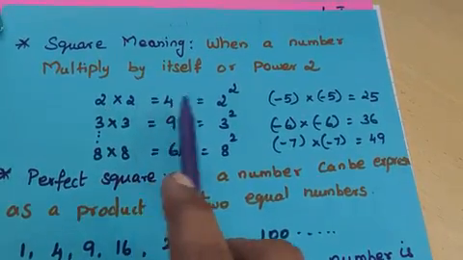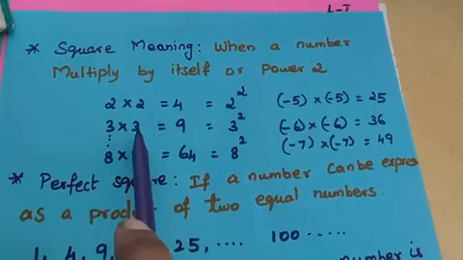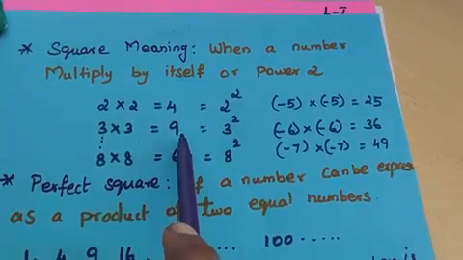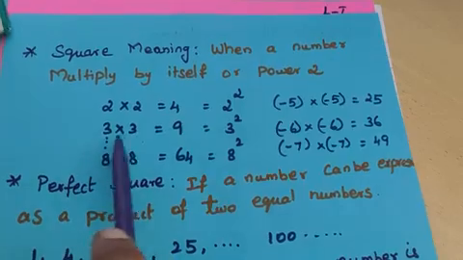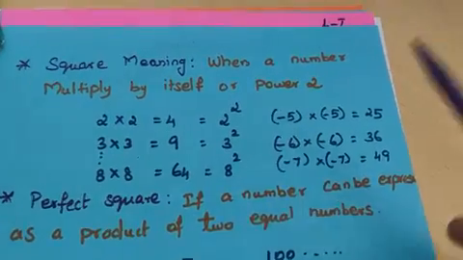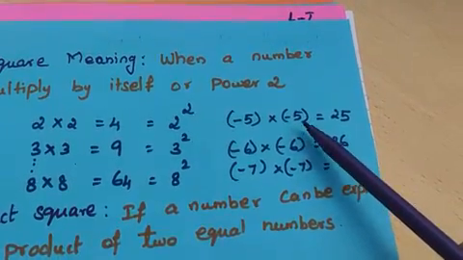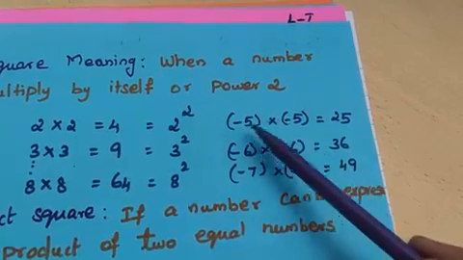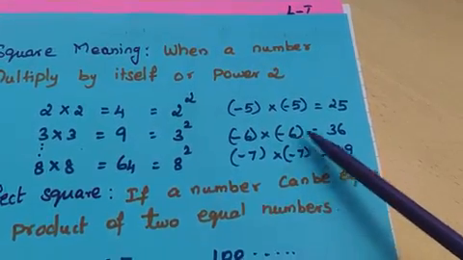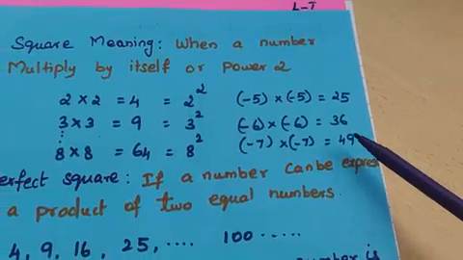So we can write 4 in the form of 2 power 2. Right? If you multiply 3 by itself, 3 multiplied by 3, you will get 9. That 9 is a square number. So the square of 3 is 9. The same way you can find it for many numbers. Suppose you take negative numbers, minus 5 multiplied by the same number minus 5. You know that minus into minus is plus, so 5 into 5 is 25. This 25 is a square number. The same way minus 6 into minus 6 is 36. Minus 7 into minus 7 is 49. That is also a square.